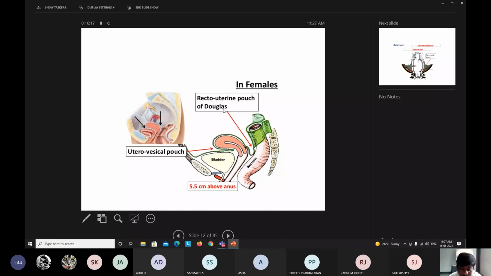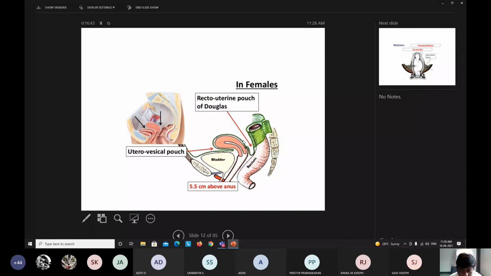So these are false supports of the uterus. Usually, if you study the anatomy of the uterus, they are not actually supporting the uterus. They are giving the fascial supports to the uterus. So here the peritoneum is forming the pouch. This pouch is called the rectouterine pouch of Douglas.